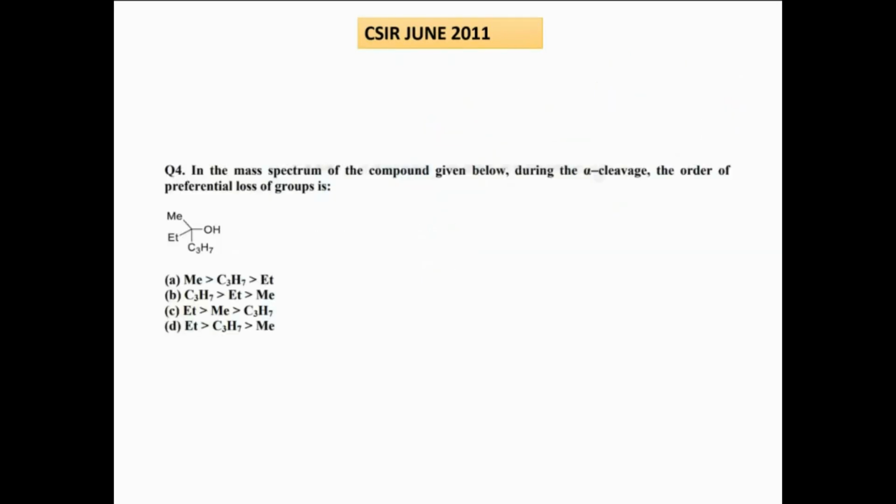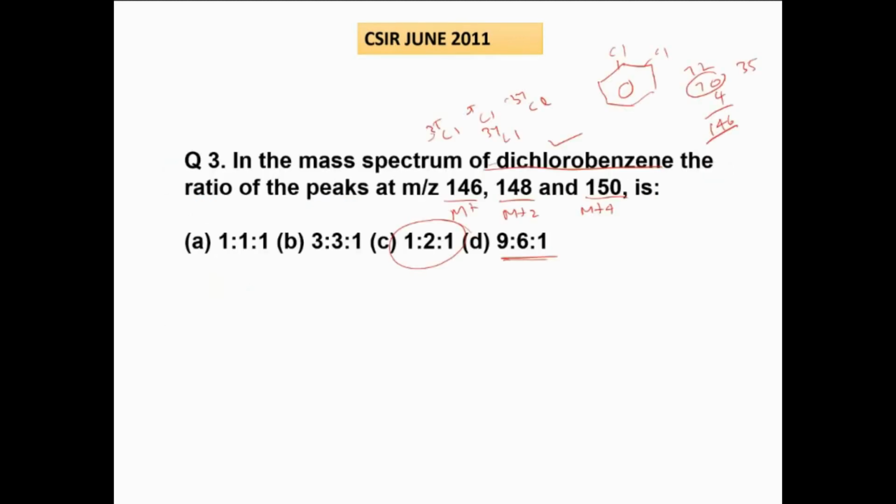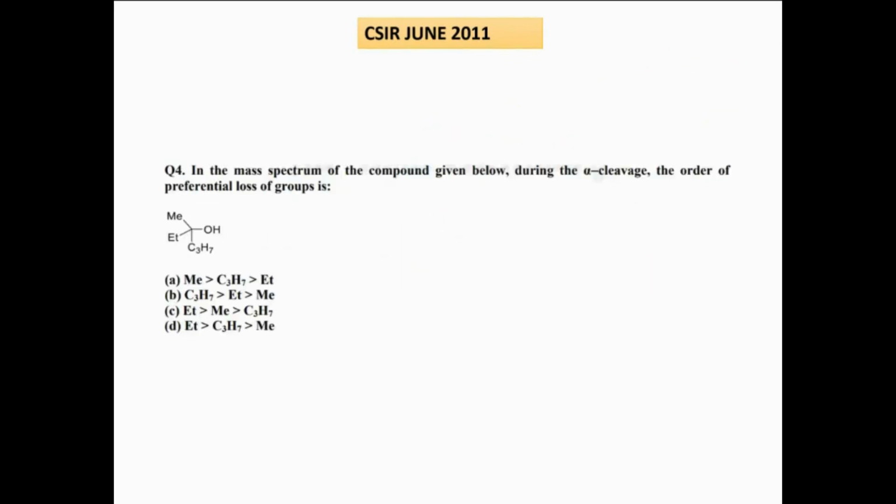Now answer this. So the first problem can be answered: Option D, 9:6:1. Now coming to the second question. In the mass spectrum of the compound given below, during alpha cleavage, what is the order of preferential loss of group? Option B, ma'am. Option B, very good. What is the rule we are going to use here?